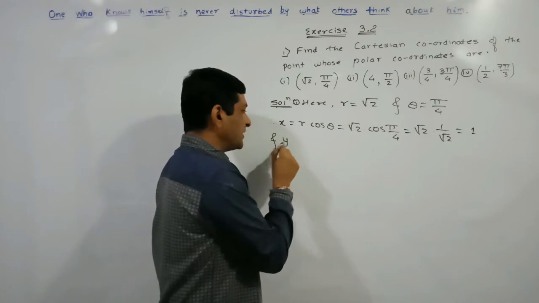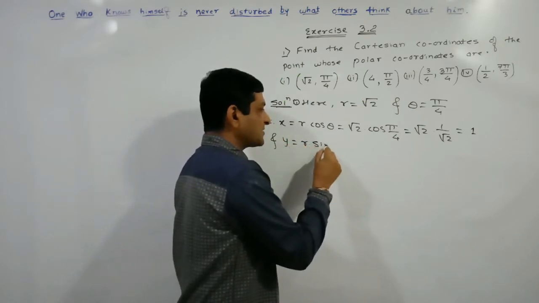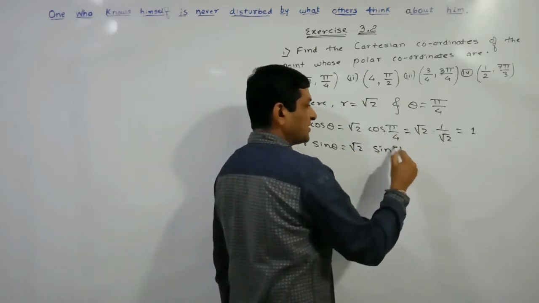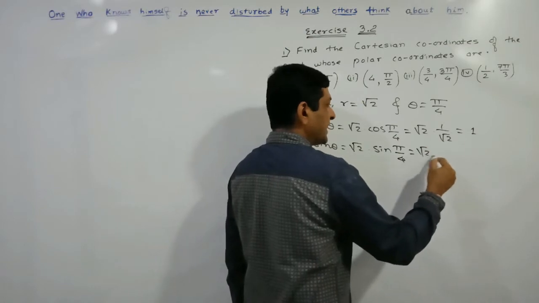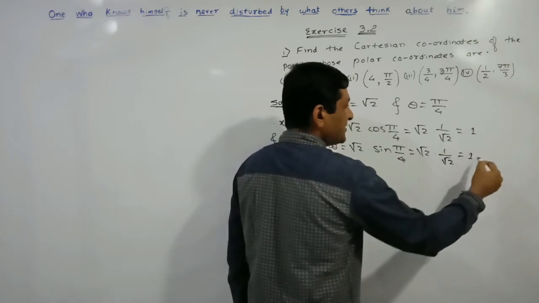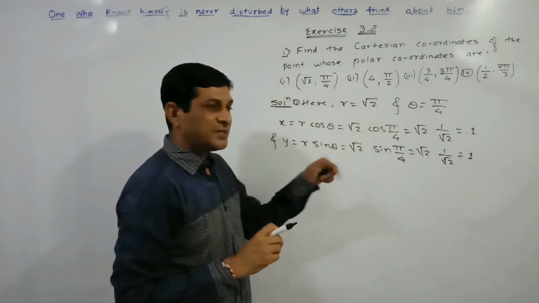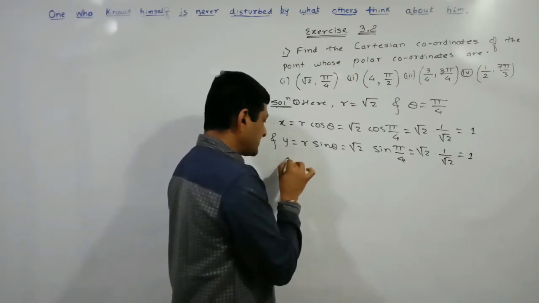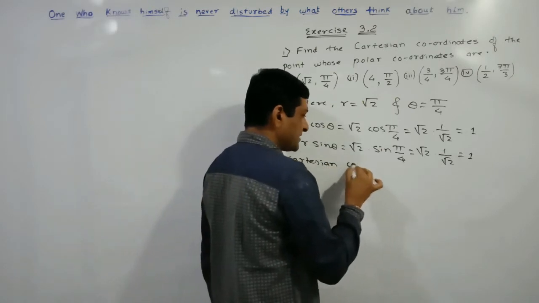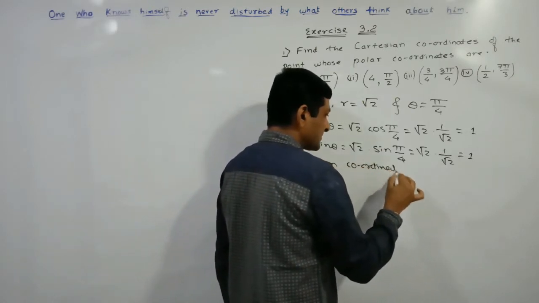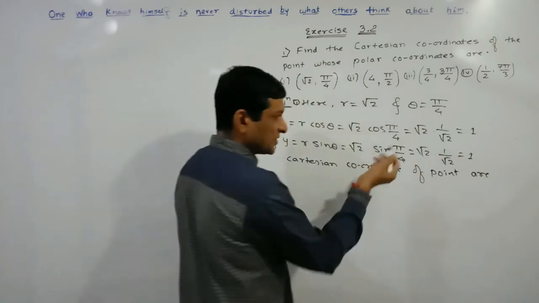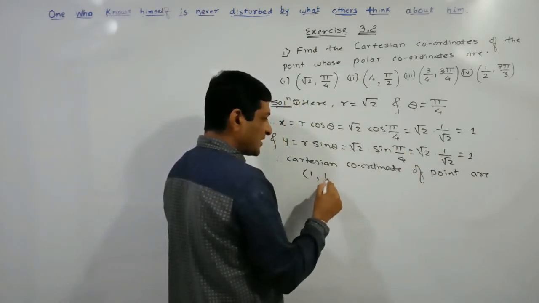And y can be found as R sine theta. Substitute R equal to root 2 into sine theta, where theta is pi by 4. So root 2, keep it as it is, sine 45 is equal to 1 by root 2. After cancelling root 2, we get 1. In this way, we have got the Cartesian coordinates of the point. Therefore the Cartesian coordinates of the point are: x coordinate is 1 and y coordinate is also 1.